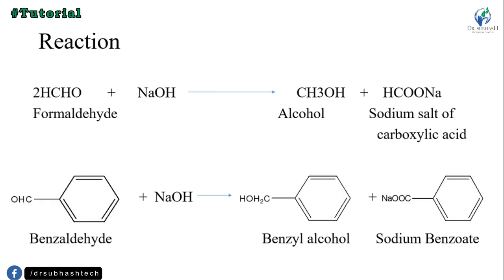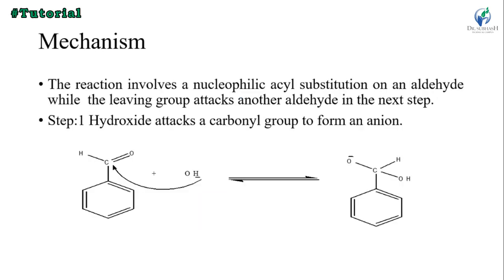Reaction of formaldehyde: we take two moles of formaldehyde, react with NaOH, and then we get one primary alcohol and the sodium salt of the carboxylic acid. As well, in the aromatic reaction, benzaldehyde is reacted with NaOH, and we get benzyl alcohol and sodium benzoate. Sodium benzoate is an aromatic salt of the carboxylic acid.